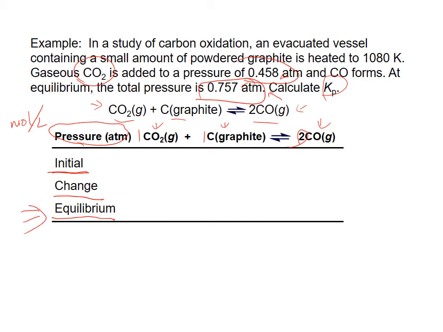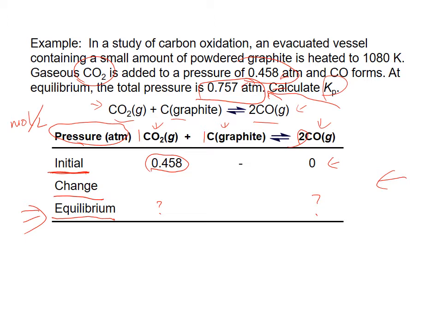What is given is the initial. So initial CO2 is 0.458. Now the product is 0, so we add this amount of CO2 and there's no CO. We also know the total pressure, but total pressure is not in this table. So how do we find this equilibrium pressure?